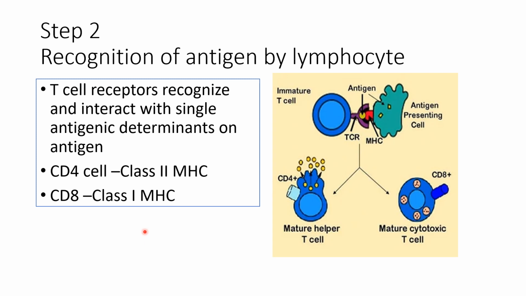The next step is recognition of antigen by the lymphocyte. The CD4 cells will recognize the class 2 MHC and CD8 cells will recognize the class 1 MHC. The T cell receptors recognize and interact with the single antigenic determinants on the antigen.